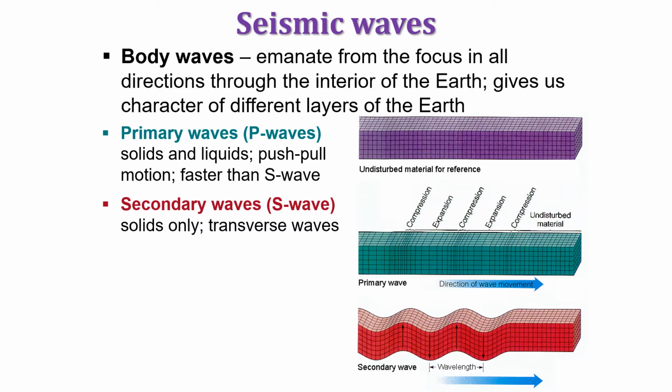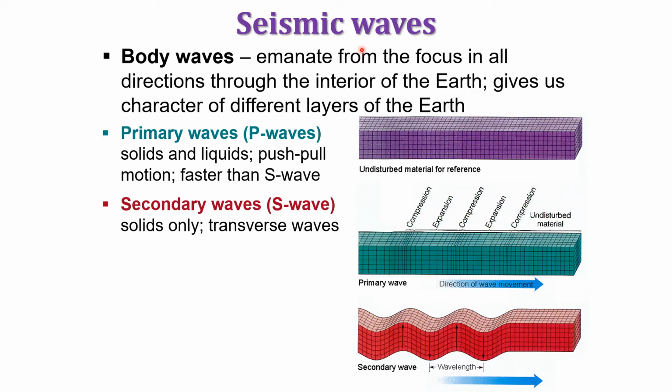There are two types of seismic waves. One is the body waves and the other one is the surface waves. So body waves, these are the waves that emanate from the focus in all directions through the interior of the earth and give us a character of the different layers of the earth. So basically, si body wave, siya yung seismic waves na kayang dumaan sa loob ng earth.